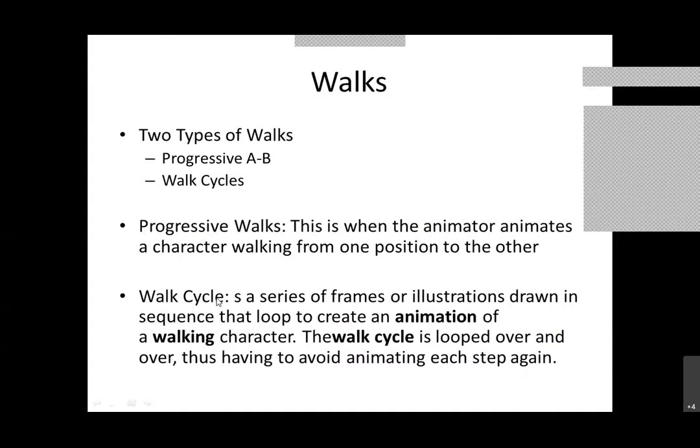The animator is actually animating the character walking in one position, and to create the illusion that the character is moving forward, they move the background behind the character. The character is not walking forward; he is walking in one position. Whereas the progressive A to B walk is when you, as the animator, actually move the character from point A to point B. So that is the difference.